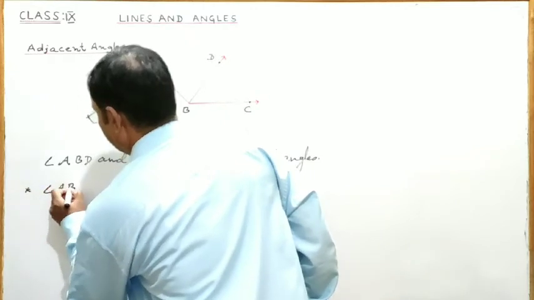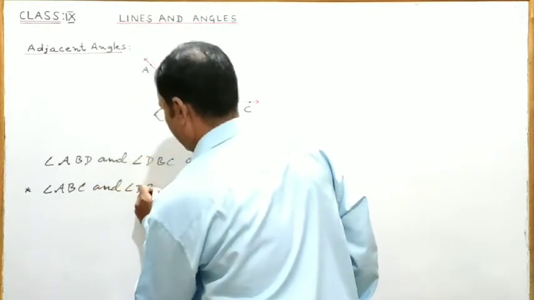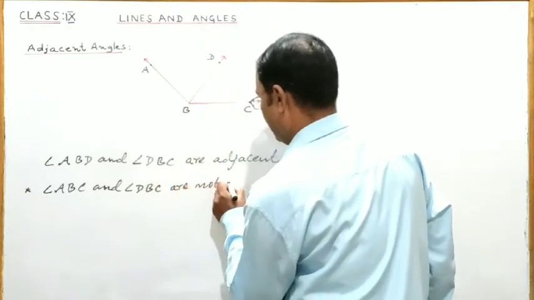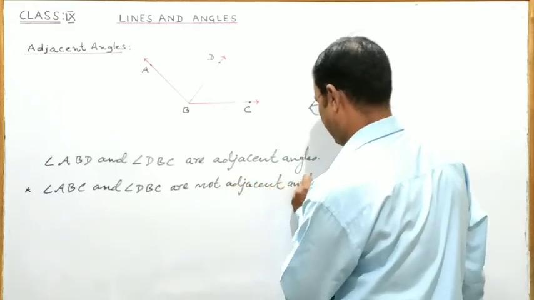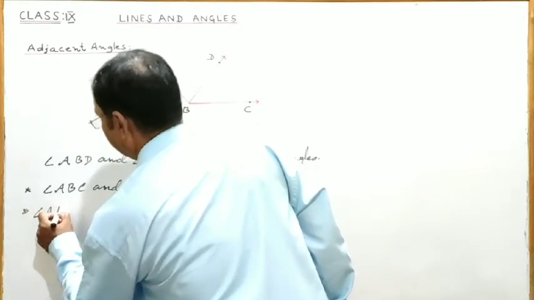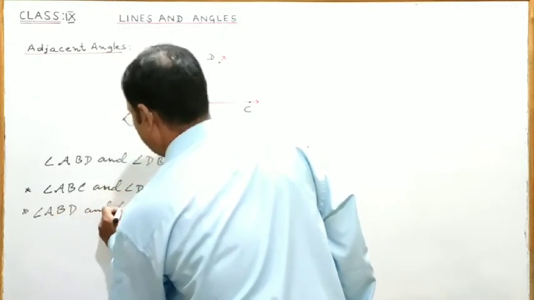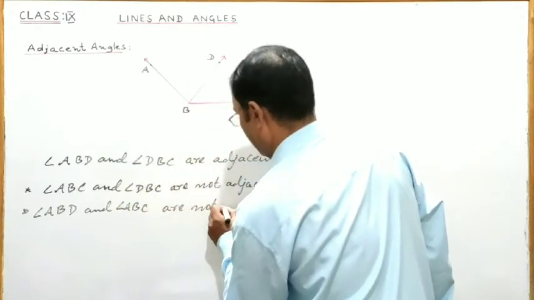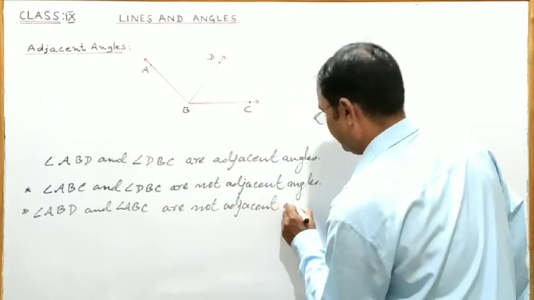So angle ABC and angle DBC are not adjacent angles. Similarly, angle ABD and angle ABC are not adjacent angles.